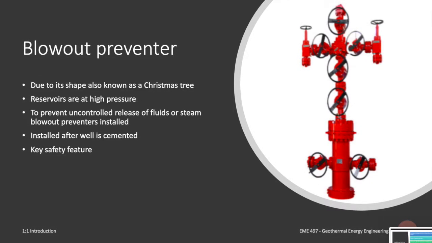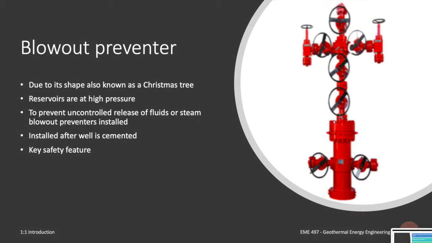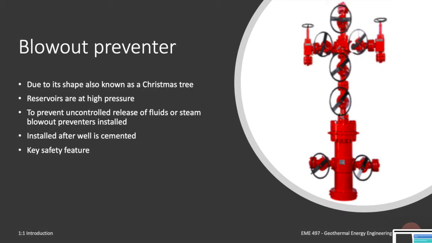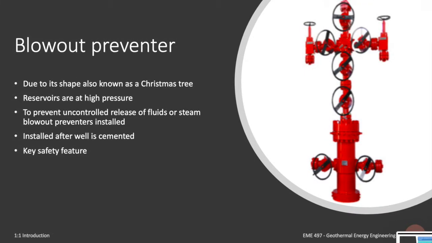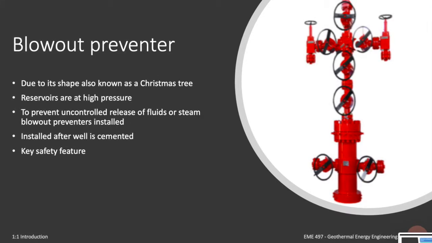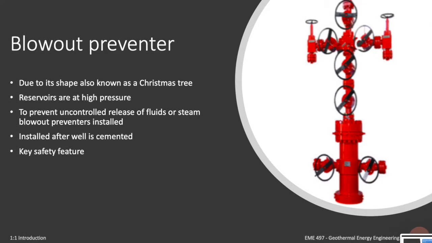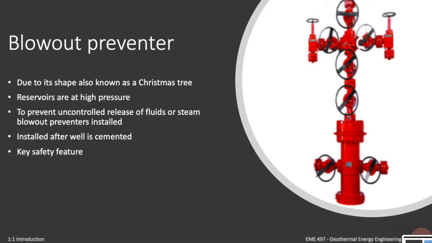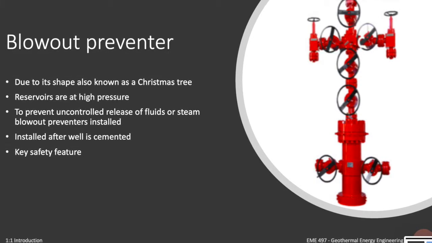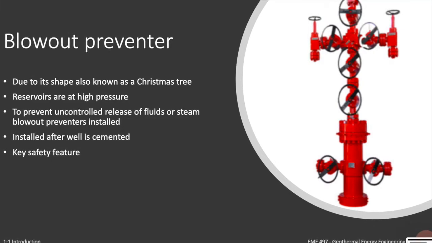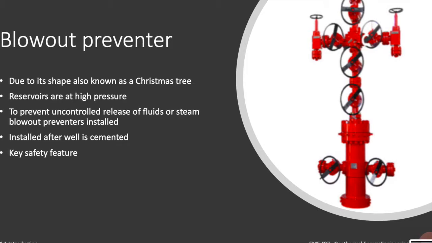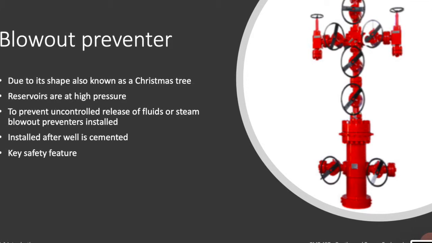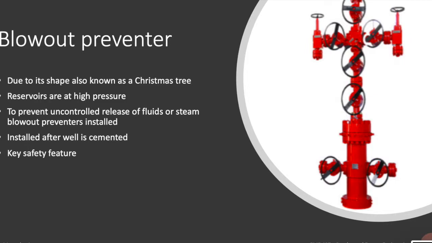It's really crucial to have a blowout preventer on a well due to the fact that wells, especially geothermal wells, are kept at high temperatures and under very high pressure. In some cases, it's also possible for toxic or combustible gases to be present in the well, and therefore you want to stop any uncontrolled release of anything that might be in the well. This could be the toxic gases, any fluids that are there, or steam. The Christmas tree or blowout preventer is installed after the well is cemented, and it is really one of the most important safety features a well can have.